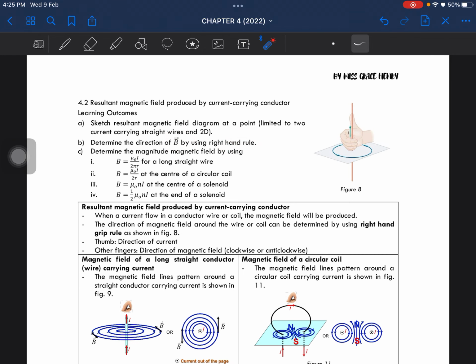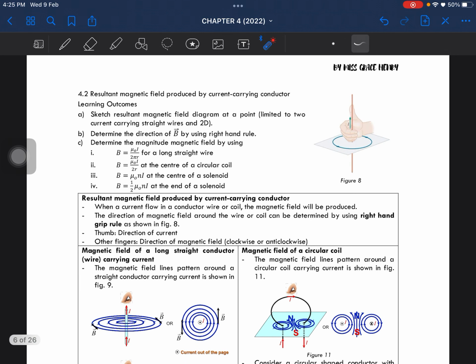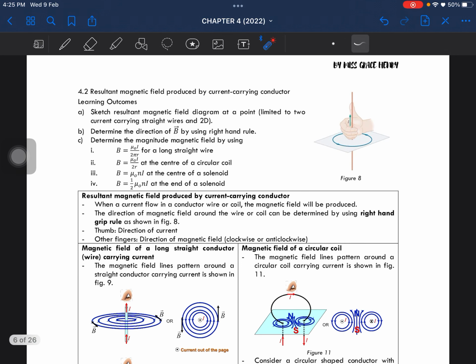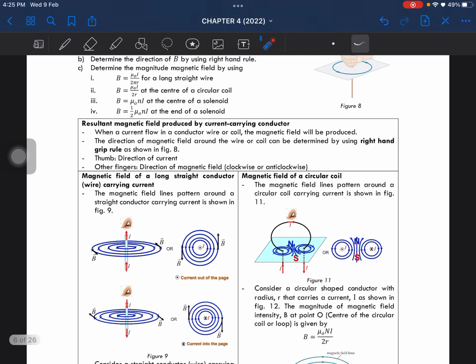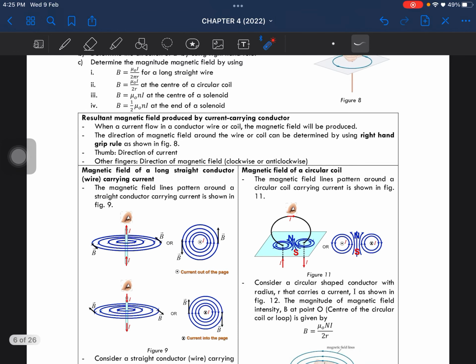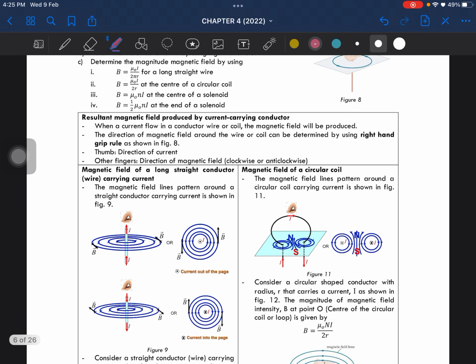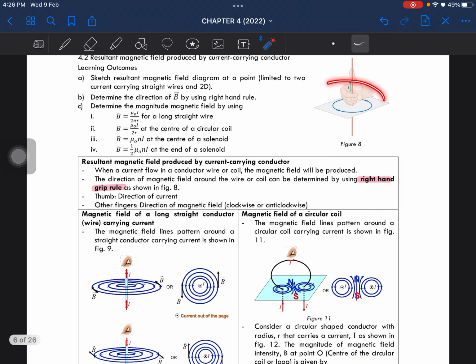You also have to be able to determine the magnitude of the magnetic field by using all of these equations for each of these. Right, so resultant magnetic field produced by current carrying conductor. When a current flows in a conductor wire or coil, remember a magnetic field will be produced. The direction can be determined by using the right hand grip rule, as shown in this diagram here.